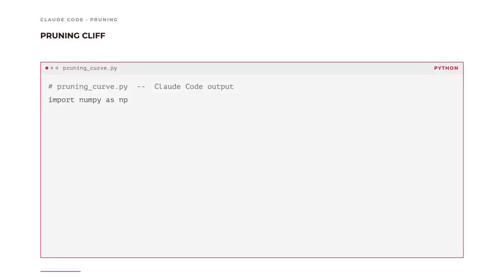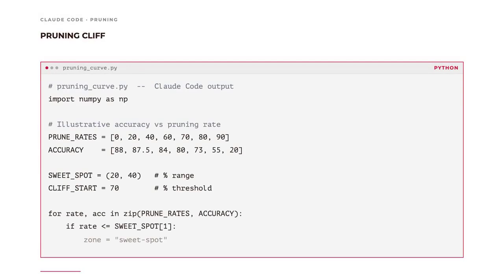Read it before trusting it. The curve is piecewise: near flat through 20%, steepening through 40 to 60, vertical past 70. At 80% you have lost a third of your accuracy. The sweet spot at 20 to 40 is where structured pruning earns its keep, real latency and flash reduction with tolerable accuracy cost. Run it.